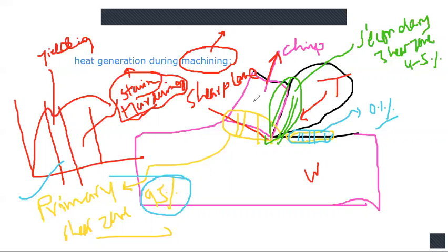So what is the function of the chip? The chip is actually carrying most of the heat through this direction, through the rake surface, because maximum heat is generated at the primary shear zone. This heat is transferred to the chip, and the chip carries away the maximum heat generated at the shear plane. So the tool surface does not blunt very fast, and ideal machining is almost achieved. Okay, this is our chapter, heat generation during machining process. Thank you.